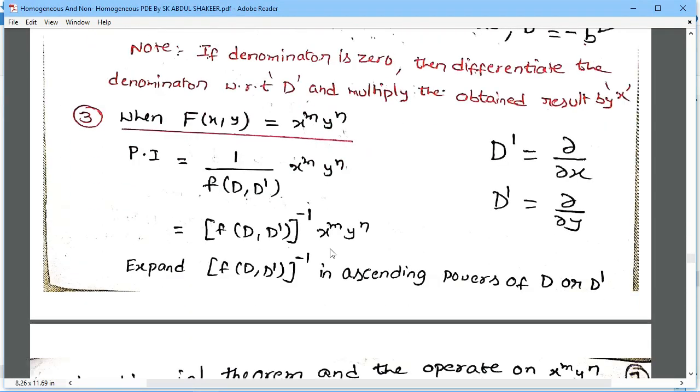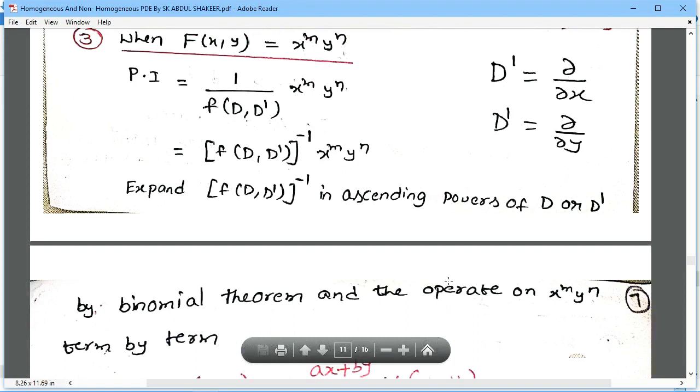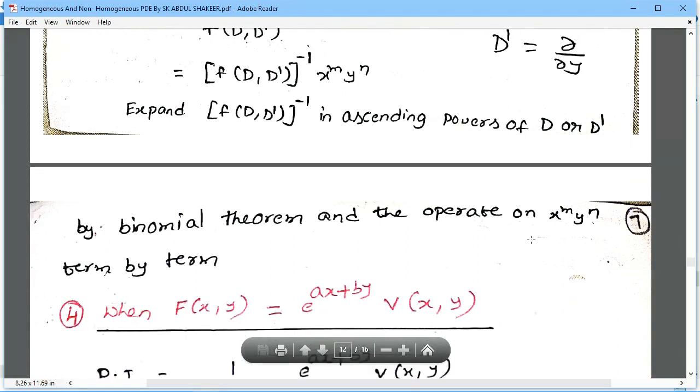Suppose in case 3, the right hand side of the equation is a polynomial in x and y. In this case, we just have to write the denominator function in the numerator, that is f of dd dash whole power minus 1, and then expand it using the binomial theorem. For example, 1 minus x whole power minus 1 can be written as 1 plus x plus x square plus x cube and so on. And then we operate with these terms, that is x power m into y power n.